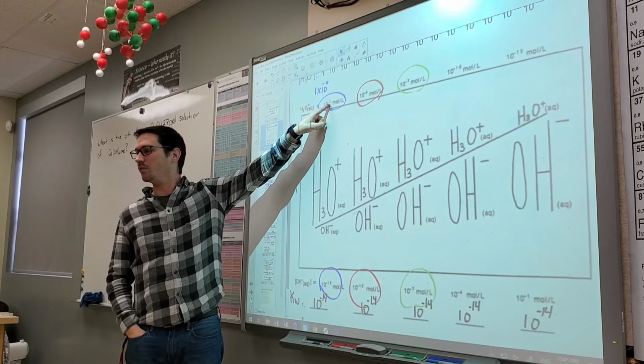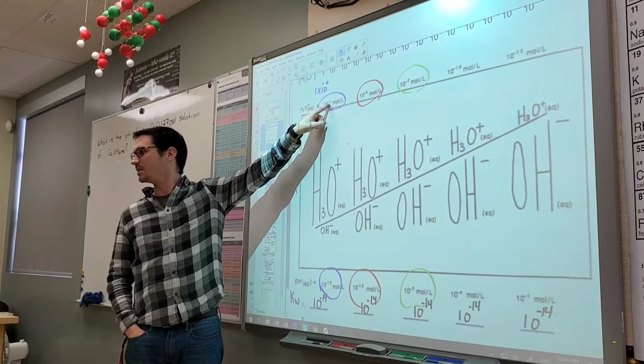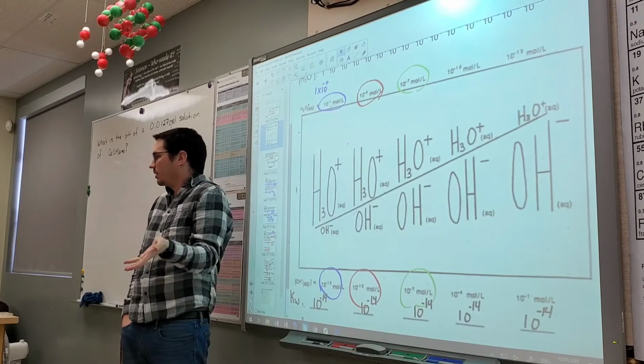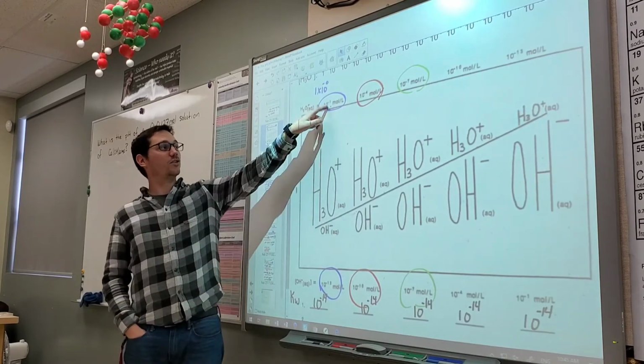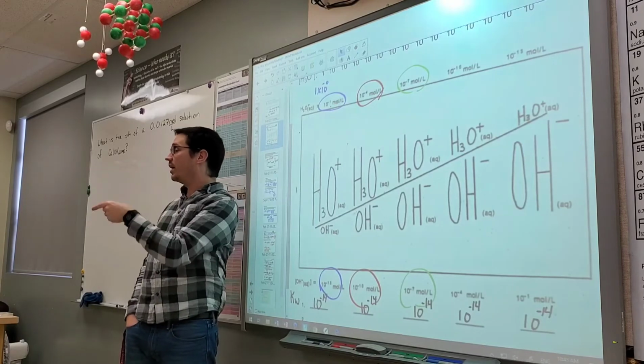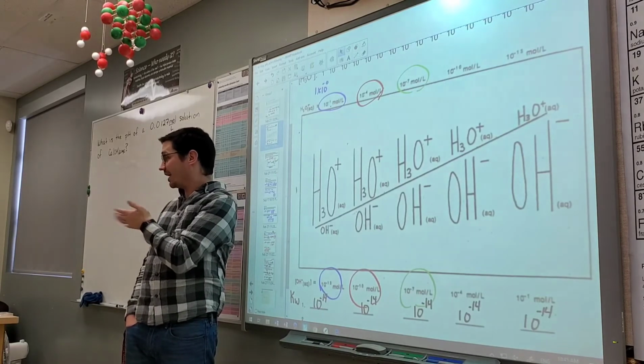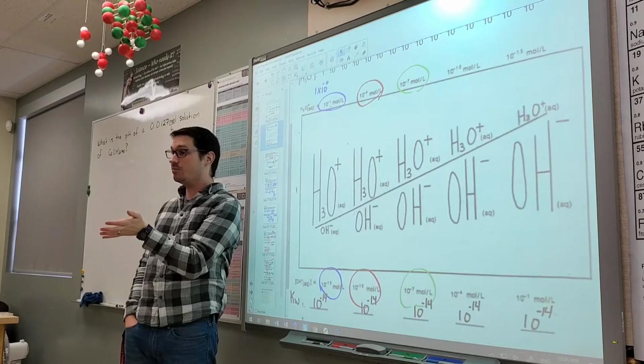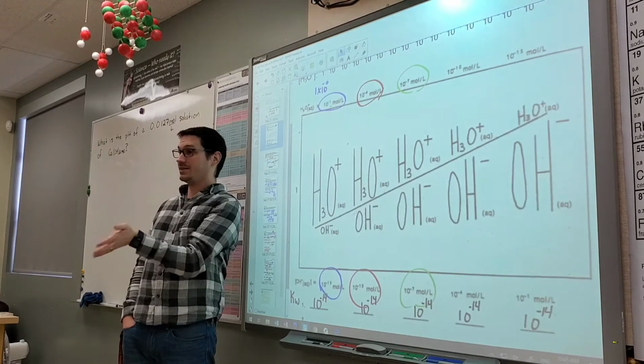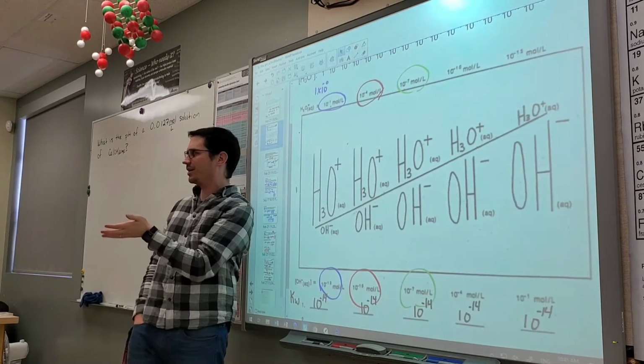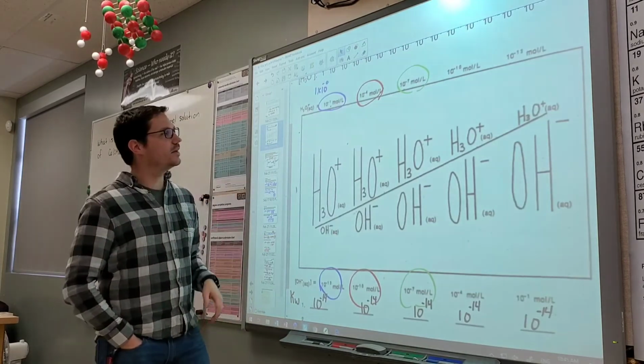Negative 1. So what would be the pH of this without doing any math? 1. Does that make sense? That's how this mathematical relationship works, right? 10 to the negative 1 is 0.1. That's a lot. In terms of chemical concentration, 0.1 mole per liter is actually quite concentrated compared to what we see in nature, okay?